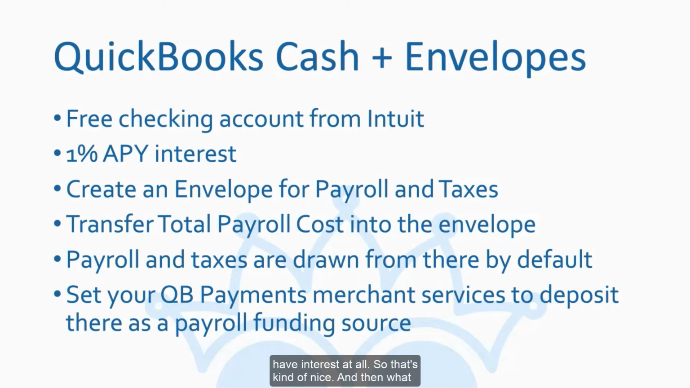So that's kind of nice. And then what QuickBooks Cash allows you to do is create a separate envelope, like a separate subsection of the account where you can just put your whole payroll cost into that. And it's integrated with Full-Service Payroll so that you can, for instance, take your merchant service payments and put them into this payroll envelope and then pay your payroll out of that envelope, or just transfer money in and out of the envelope. But it's designed so that you can have an envelope called employee payroll, and then it always looks to the employee payroll envelope in order to run payroll. So it's a nice little perk that you might want to take a look at.